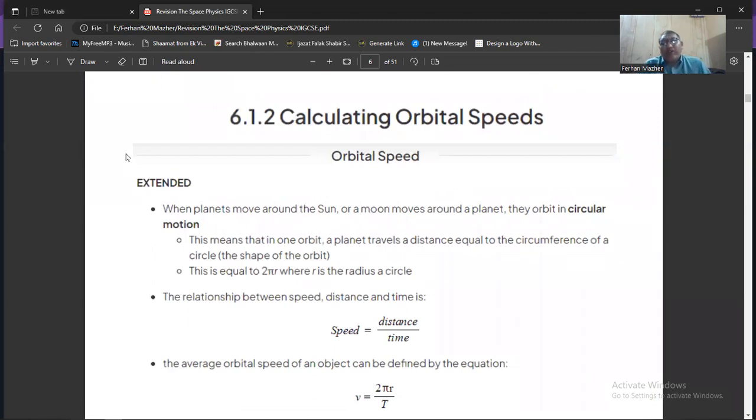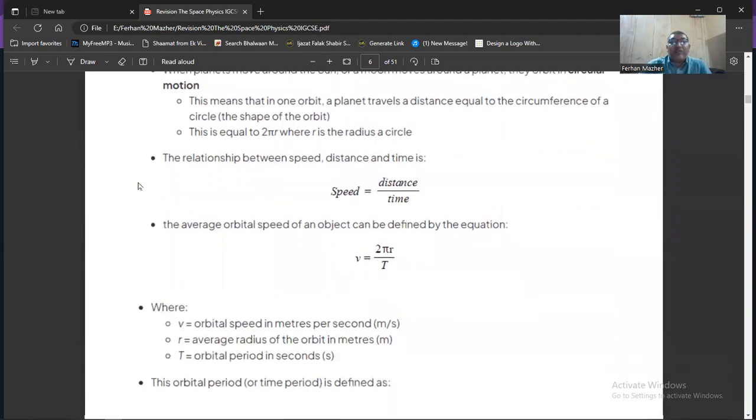Calculating the orbital speed. When the planets move around the sun or a moon moves around a planet, they orbit in circular motion. This means that in one orbit, a planet travels a distance equal to the circumference of a circle, which is the shape of the orbit. This is equal to 2 pi r, the circumference of that circle, where r is the radius of the circle. The relationship between speed, distance, and time is that speed is equal to distance divided by time.